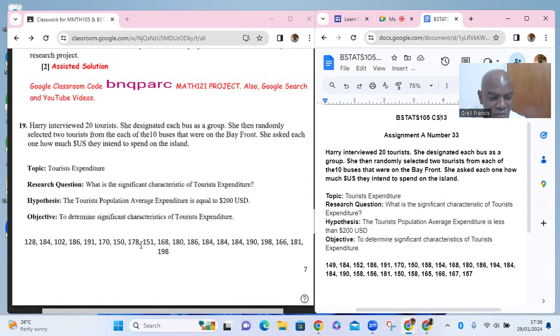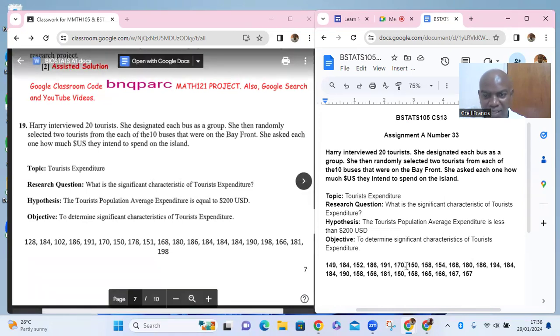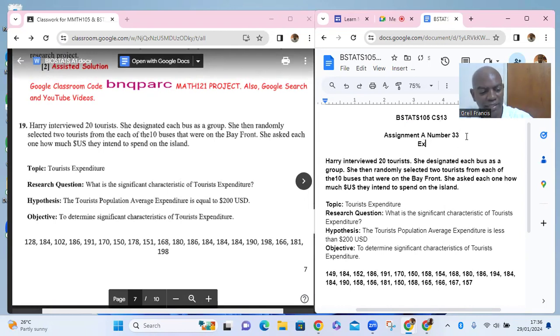So these data values now are different from the example. So here I'm going to outline an example. The scenario is the same: the topic, research question, hypothesis. The hypothesis is different. In the assignment, it says is equal to, but in the scenario, I change it to less than. So we have 2 different hypotheses, one for the assignment itself and one for the example.